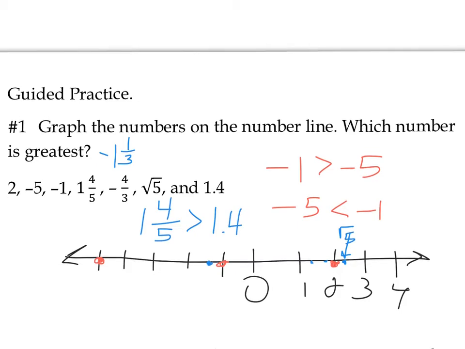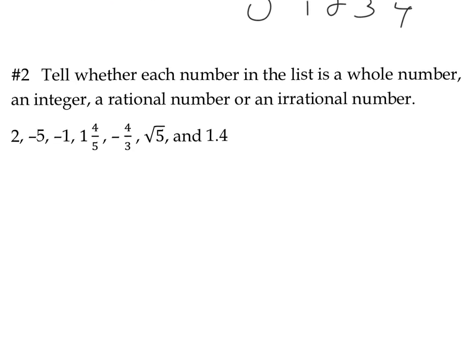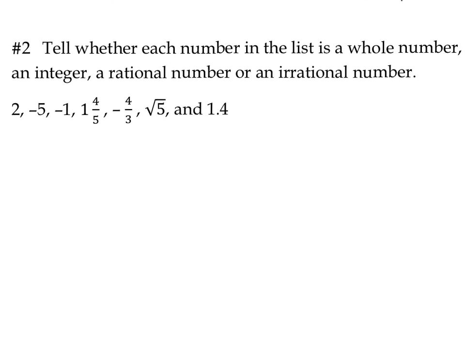Let's look at categorizing these numbers. We want to tell whether each number is a whole number, an integer, a rational number, or an irrational number. So let's start with the irrational number. Our irrational number would be right here. That's an irrational number, because that's a number that we can't write as a fraction a over b. If we look at which numbers would be whole numbers, the whole numbers would be numbers like 2, and if you look through the list, that's the only one.